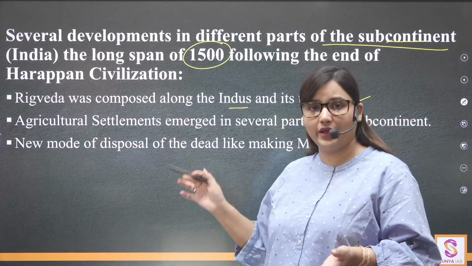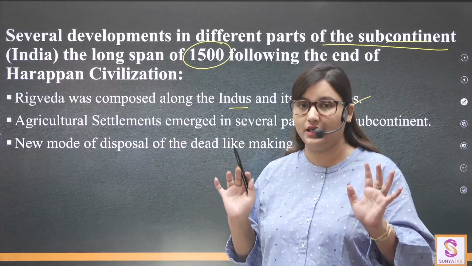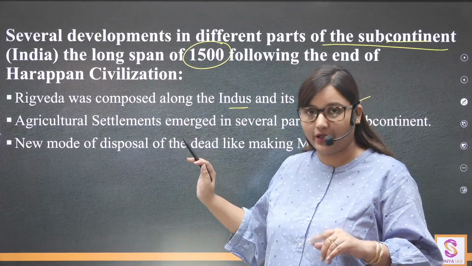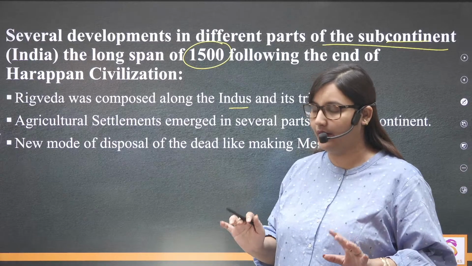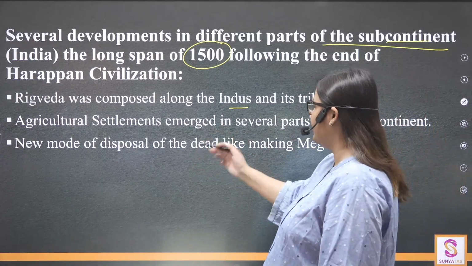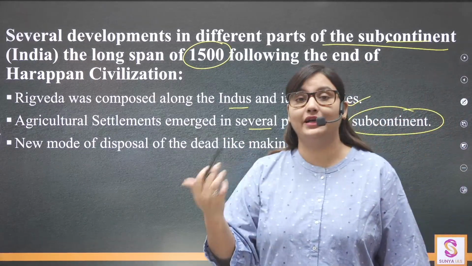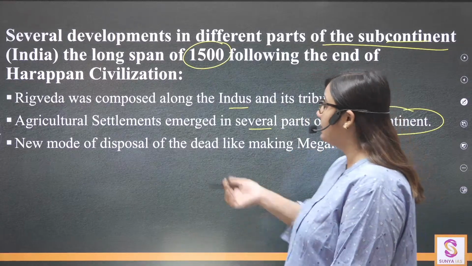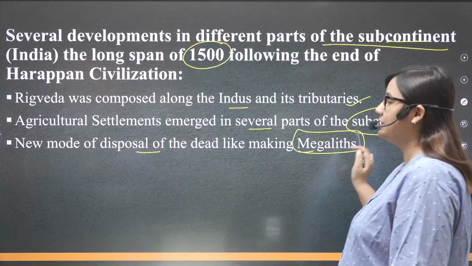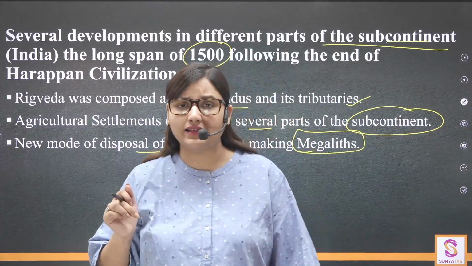Okay, I'm just going quickly to show you that we have completed NCERTs very nicely. But if you feel stuck in any of the points, you can let me know in the comment box. I'm just quickly revising it for you. So agricultural settlements emerged in several parts of our subcontinent. We saw the rise of paddy transplantation also. New modes of disposal of the dead, like making megaliths, were started. I showed you a few megalithic sites also.